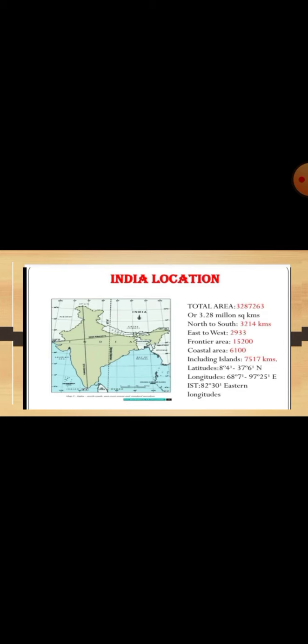Let's see the location of India. It is located between 8 degrees 4 minutes to 37 degrees 6 minutes northern latitudes, and between the longitudes 68 degrees 7 minutes to 97 degrees 25 minutes eastern longitudes. And IST, Indian Standard Time. How many degrees are there in the Indian Standard Time? 82 degrees 30 minutes eastern longitude.